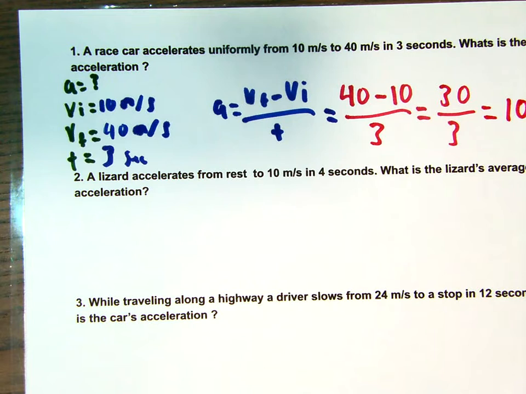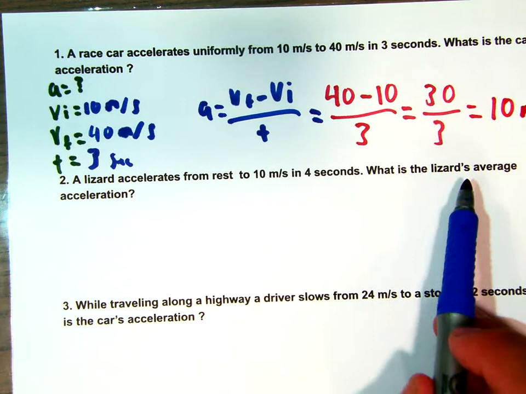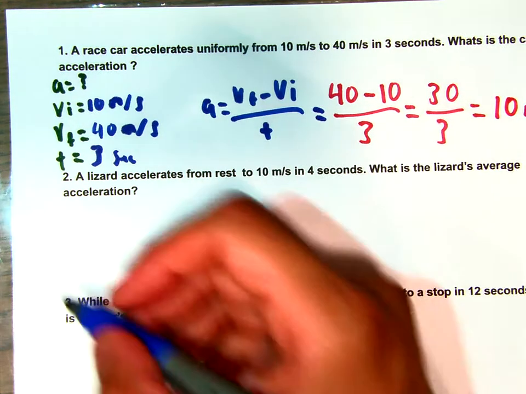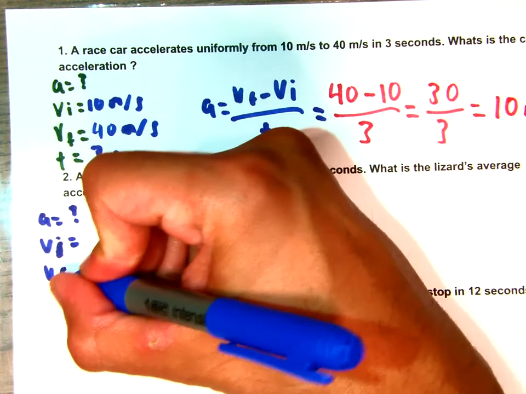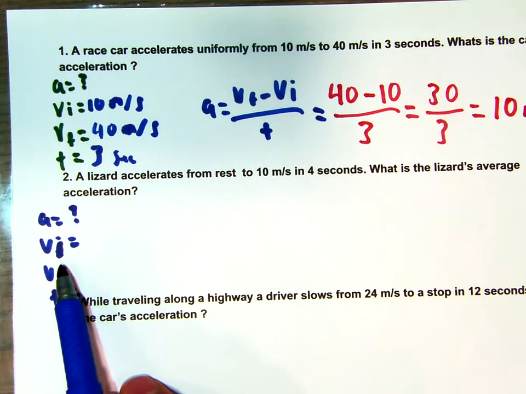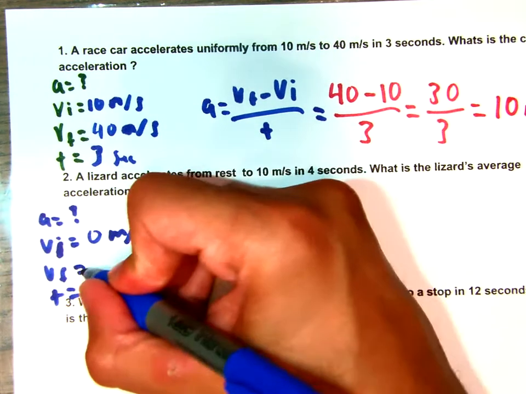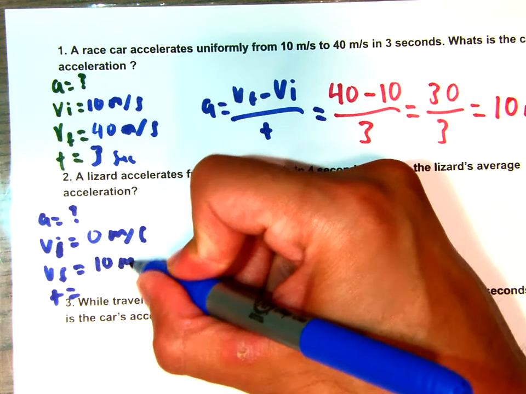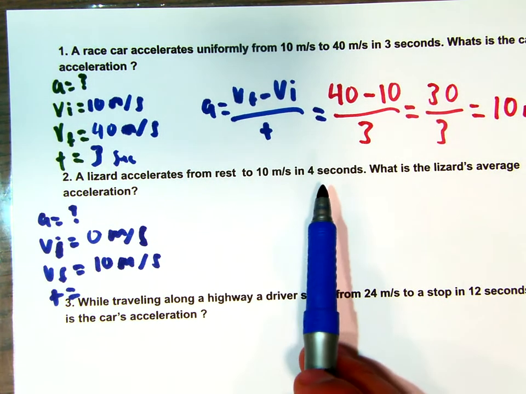So, a lizard accelerates from rest to 10 meters per second in 4 seconds. What is the lizard's acceleration? Well, from rest, that's my key word right there. That means it started at 0. So, do I know acceleration? No, I put a question mark. Let's start with the initial, final, and then time. Do I know my initial velocity? Yeah, initially we started at rest, so it was 0. What was my final velocity? Well, I went up to 10, so it is 10 meters per second. Then last of all, my time was 4.